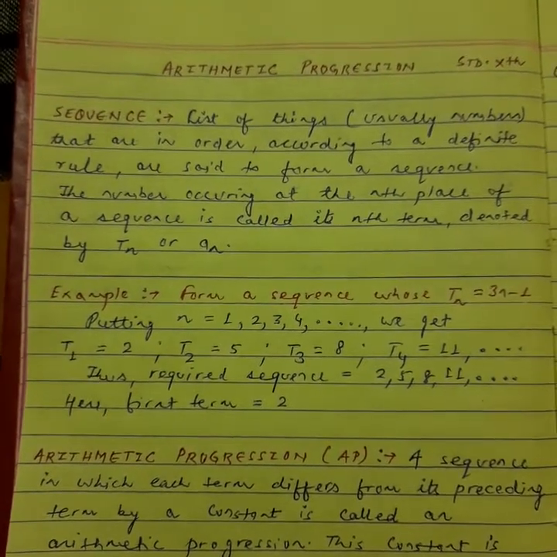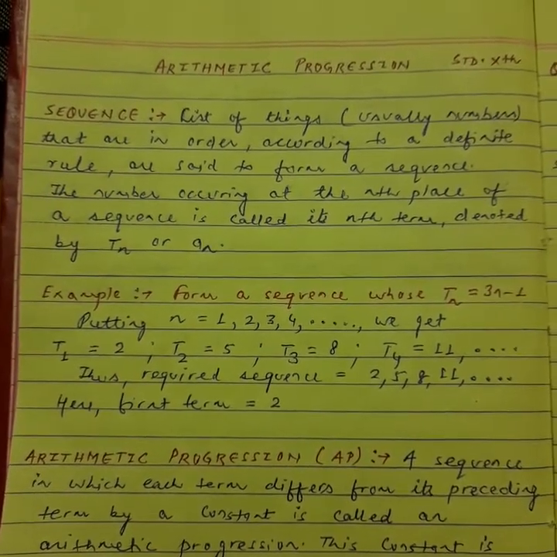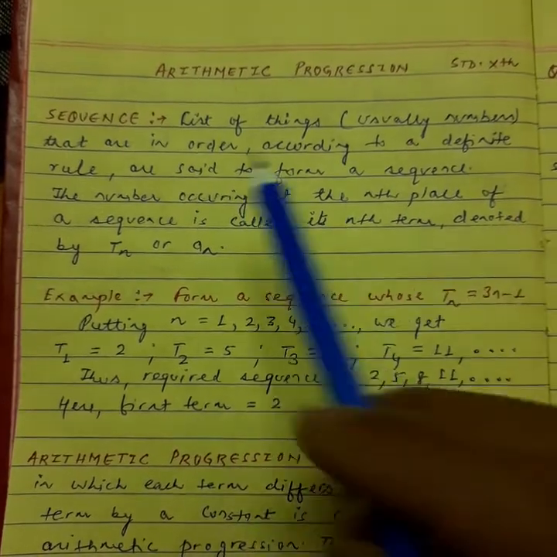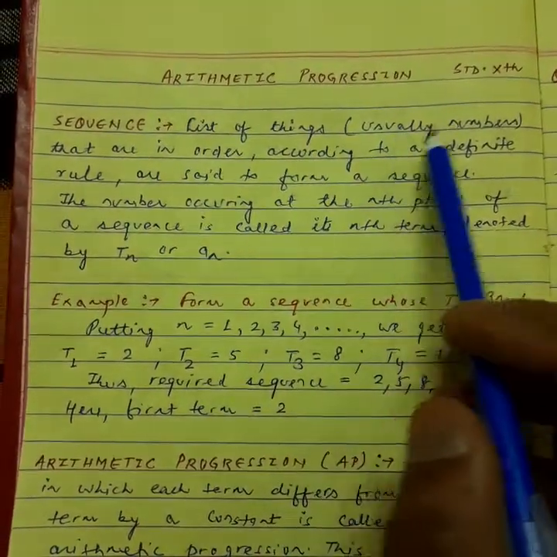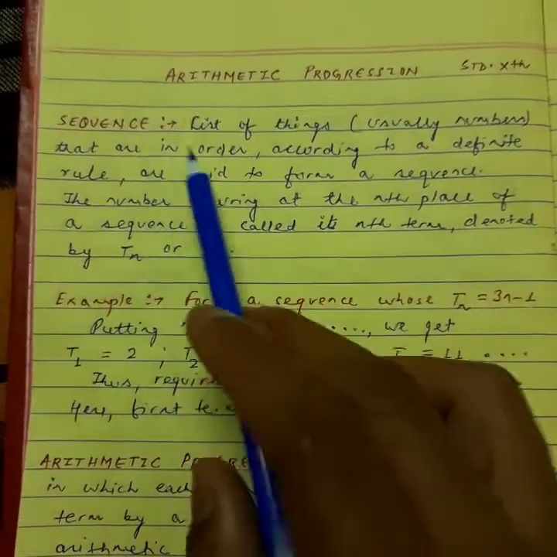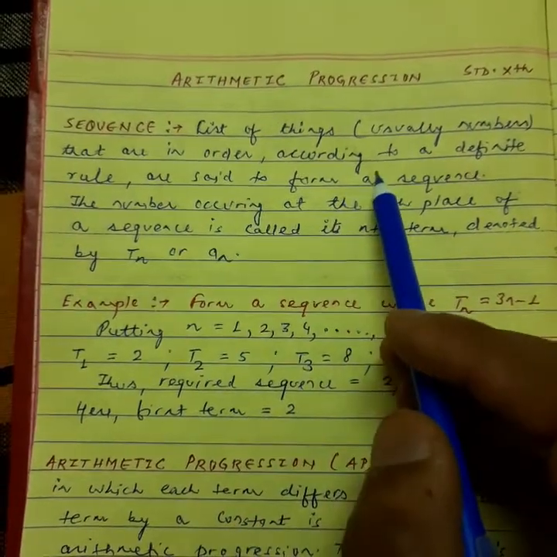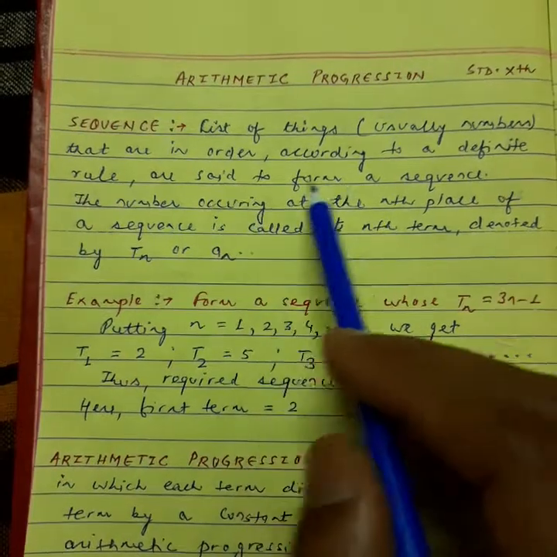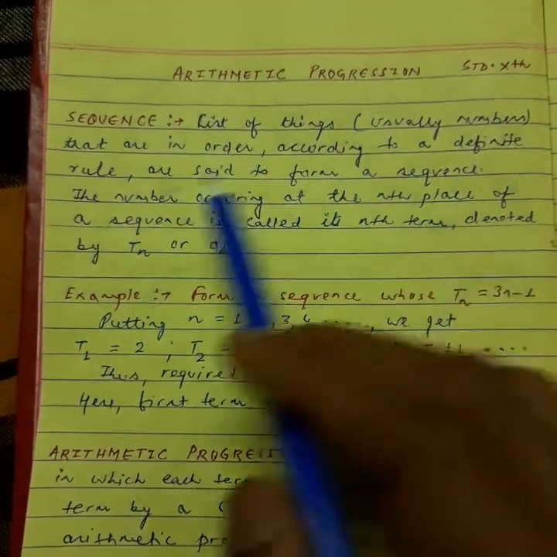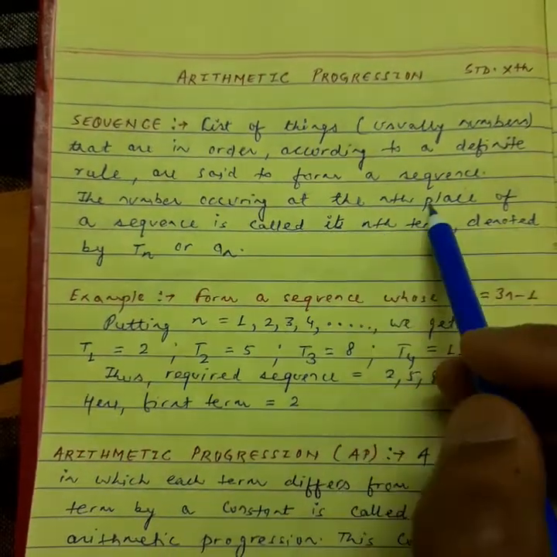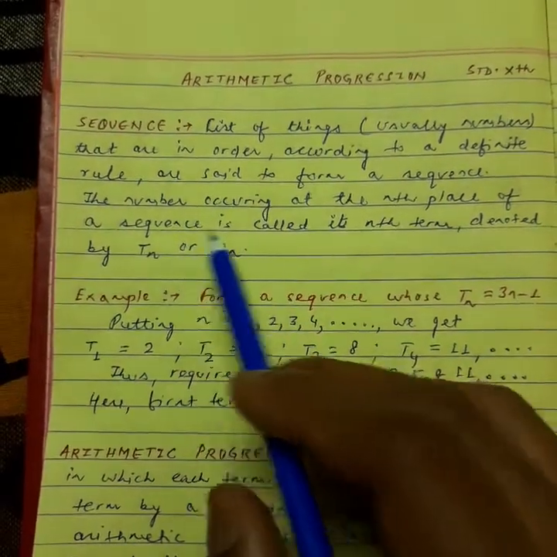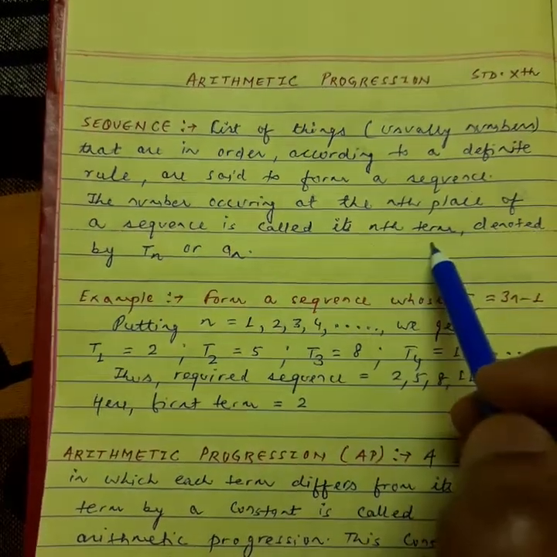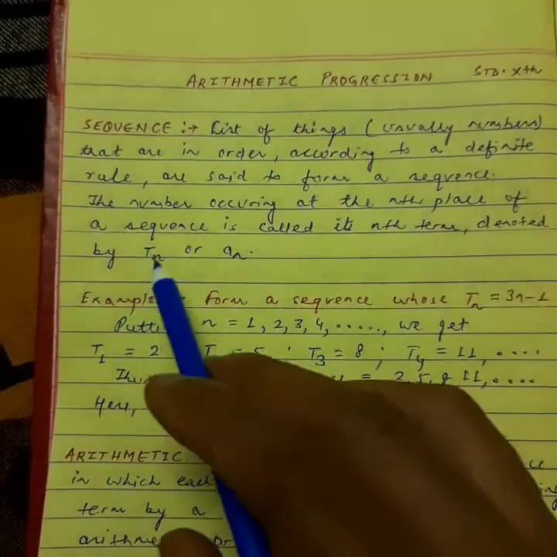What is a sequence? We can define a sequence in such a way that a list of things, usually numbers, that are in order according to a definite rule are said to form a sequence. The number occurring at the nth place of a sequence is called its nth term, which is denoted by Tn or An.